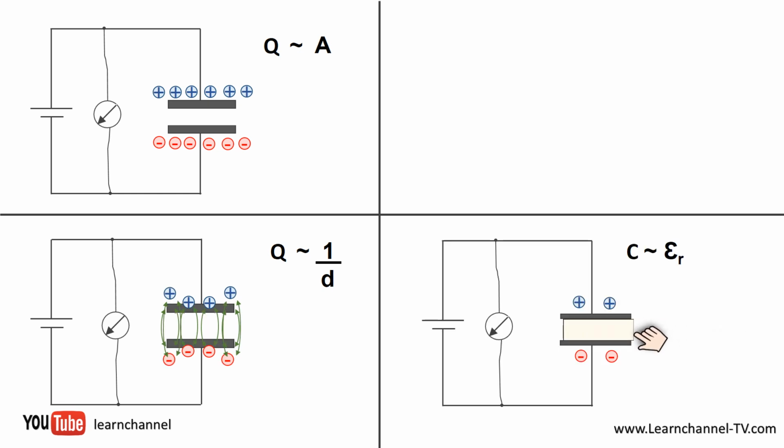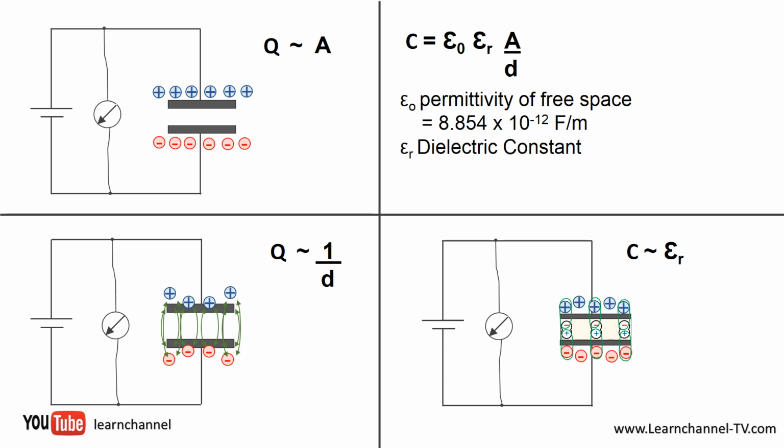Finally, we increase the capacitance with the dielectric, which is nothing more than an insulator between the plates. Electric dipoles of the dielectric align themselves with the charges of the capacitor and neutralize them. Thus, more charges find places on the plates of the capacitor. The factor by which the dielectric material increases the capacitance of the capacitor is known as the dielectric constant. The generalized equation for the capacitance of a parallel plate capacitor is given as shown.